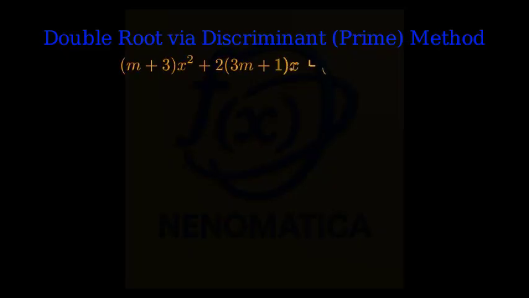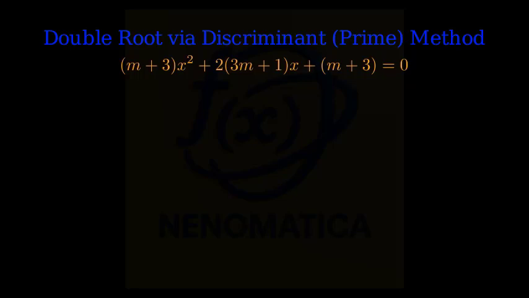In this lesson, we will solve a parameter problem about double roots. We are given the quadratic equation (m + 3)x² + 2(3m + 1)x + (m + 3) = 0. We will find all m values that make the equation have a repeated root, and then compute that repeated root.